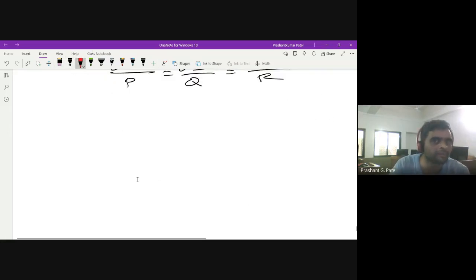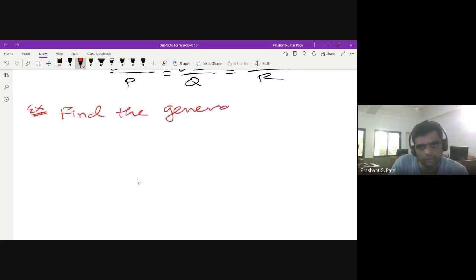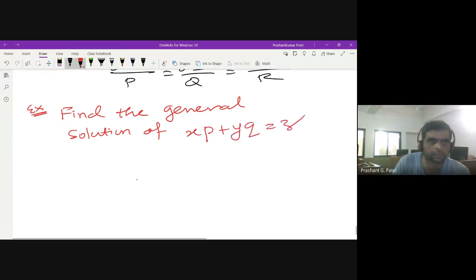Let us solve a certain example based on this. Might be this type of thing you have done in your graduation also. So the question is, find the general solution of x into p plus y into q equal to z. So this is known as auxiliary equations.